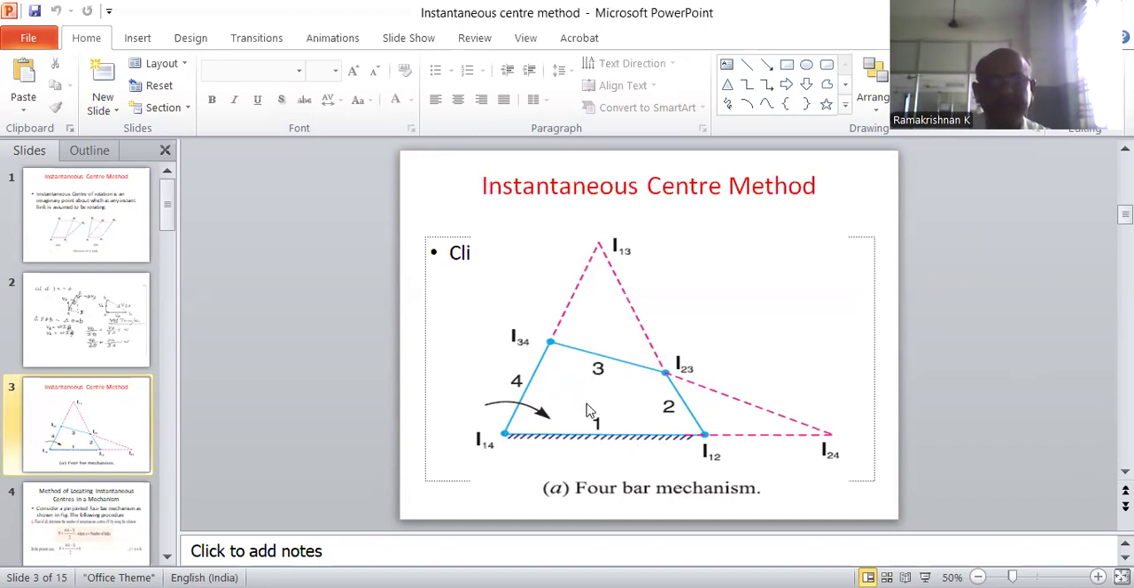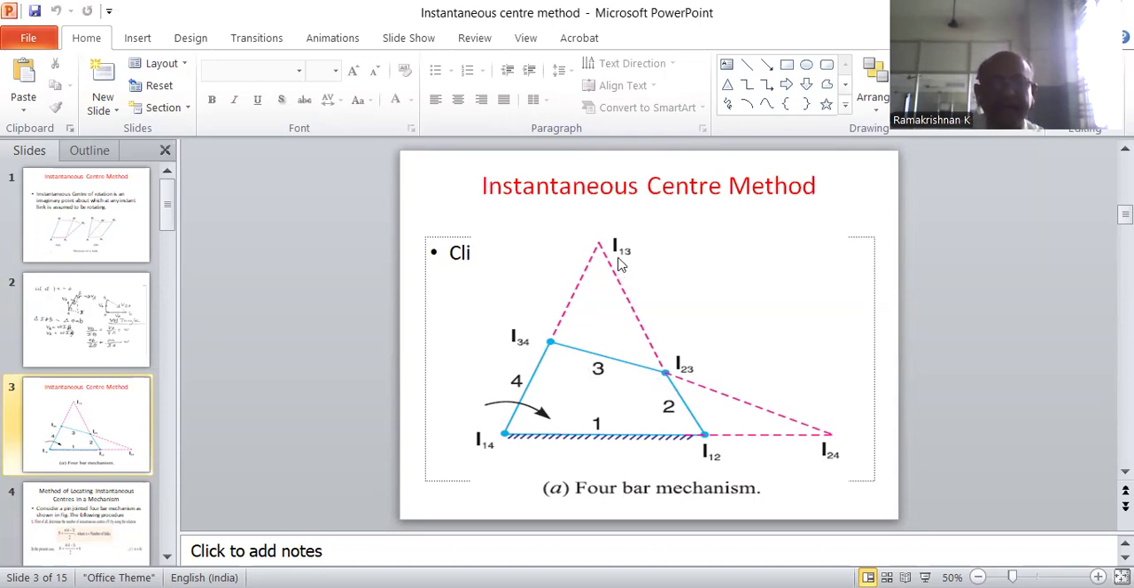Similarly, I-12. Now consider the centers I-34 and I-23. These are located at the junction of 3 and 4 and 3 and 2 respectively. Here, for various configurations, the location and position of I-34 and I-23 are changing, but all the links are connected by a pin. So the pin permanently joins the two links 3 and 4, and 3 and 2. So the I-34 and I-23, even though they change location, are called fixed permanent instantaneous centers.